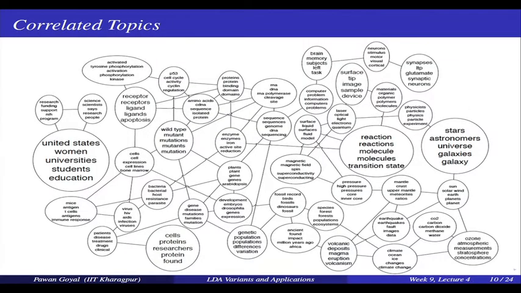So, this is how the map will look. You will see here, this topic talks about United States, women, universities, students in education, and it is about research funding support, scientists and research people. So, these are correlated topics, but they are not so correlated with topics like stars, astronomers, universe, galaxy, which again make a different cluster of topics. And this is modeled simply by using the covariance matrix. These topics are connected together.